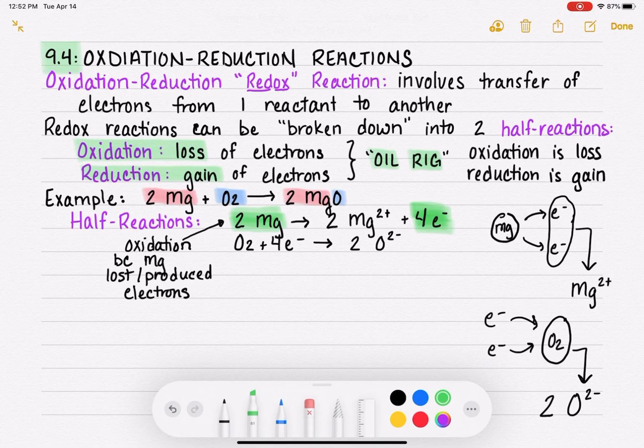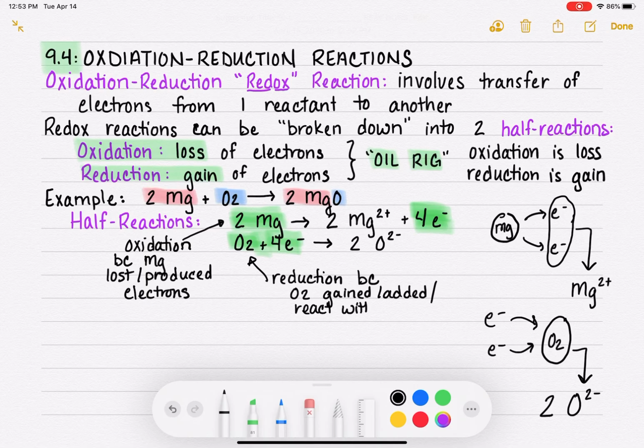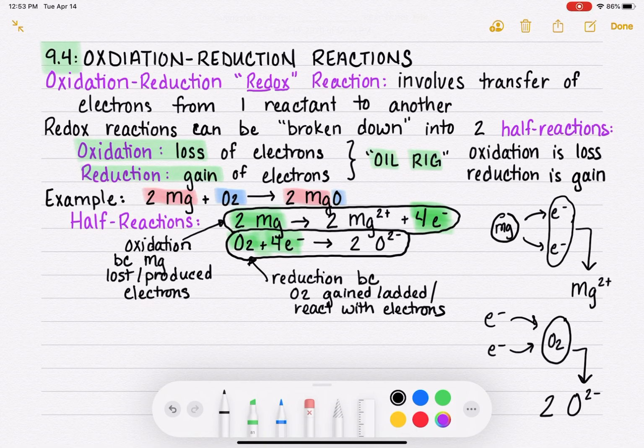And then for our other half reaction, we're looking at the oxygen and we're asking ourselves, what happened here? Did the oxygen lose electrons or did it gain electrons? Well, with the oxygen, we added electrons to it. It was oxygen plus electrons. So that means that this half reaction is reduction because the oxygen gained or added or reacted with electrons. And I should clarify that the reduction, I pointed my arrow at the oxygen, but it's the whole entire reaction that is the reduction. And same thing with oxidation. I pointed my arrow at magnesium, but the whole entire reaction is the oxidation reaction.